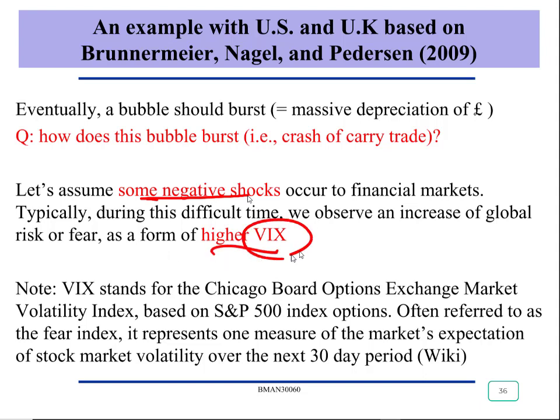What is the VIX? VIX stands for the Chicago Board Option Exchange Market Volatility Index. It's the implied volatility on S&P 500 in the next months. So higher VIX means investors think that in the future there will be more uncertainty in the stock market. These are often referred to as the fear index. Higher VIX means more fear about the future.